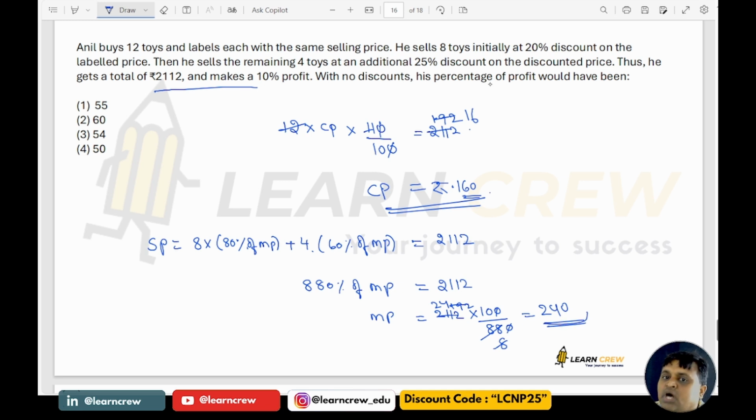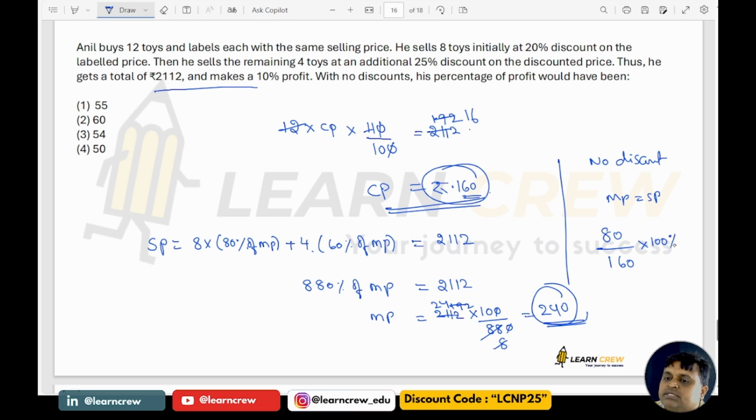With no discounts, no discount means market price is equal to selling price. So cost price is 160, selling price is 240, profit is 80. 80 on 160 is how much percentage? 50 percent. So 50 percent is going to be the profit when there is no discount. I hope it is clear.